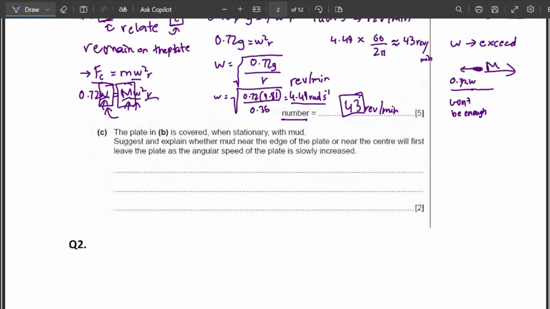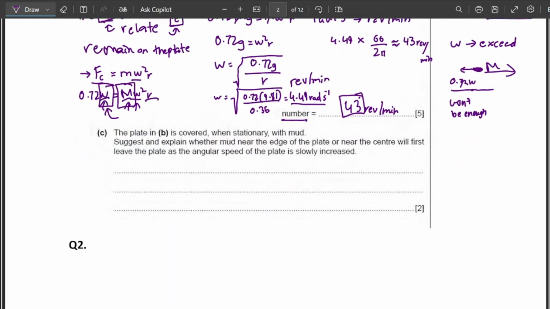So we go on to the next part, part B, which says that the plate is covered when stationary with mud. Justin explained whether mud near the edge of the plate or near the center will first leave the plate as the angular speed of the plate is slowly increased. So you've got the plate, they cover it with mud when it's at rest, and then they spin it. As we're making it faster and faster, will the mud on the edge leave the plate first, or will the mud near the center leave first? Well, it's going to be the mud at the edge of the plate.